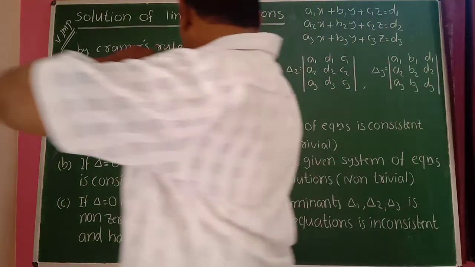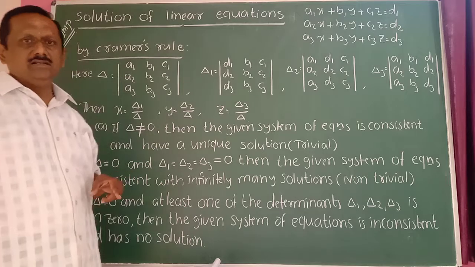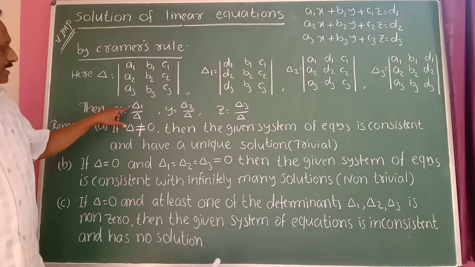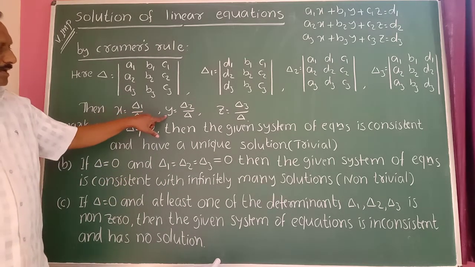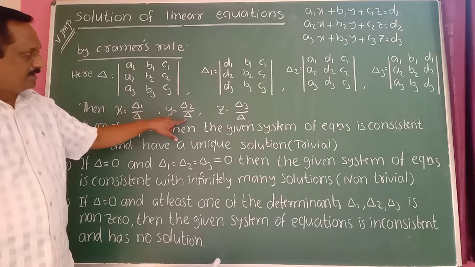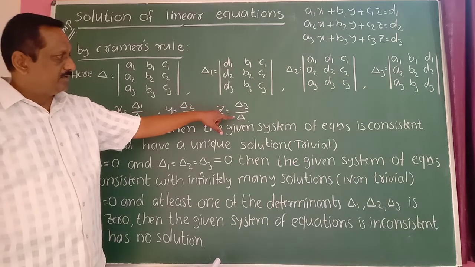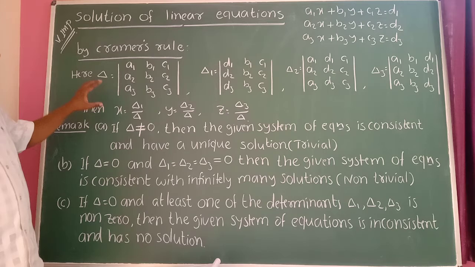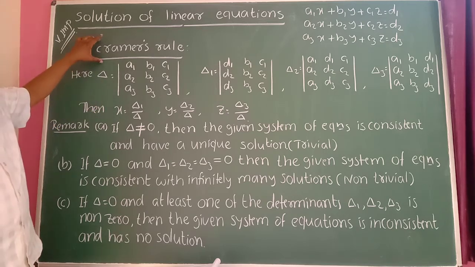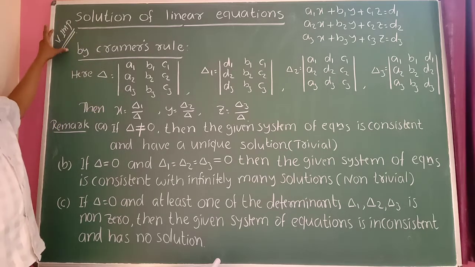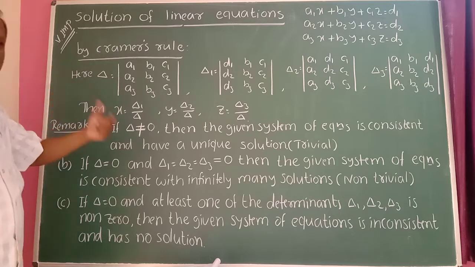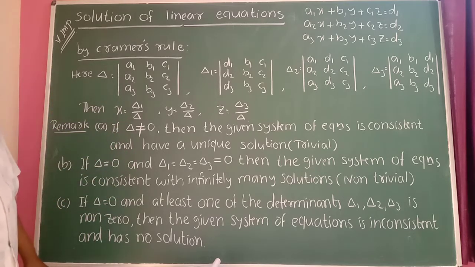Therefore, using these determinants, you can find the x, y, z values here. X gives delta 1 upon delta, y gives delta 2 divided by delta, z gives delta 3 divided by delta. So this method is called Cramer's rule. This is very important and also very simple. Now I am using this method only. So remark first one here.